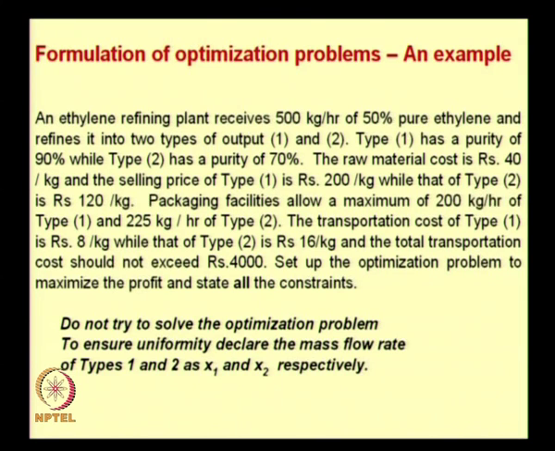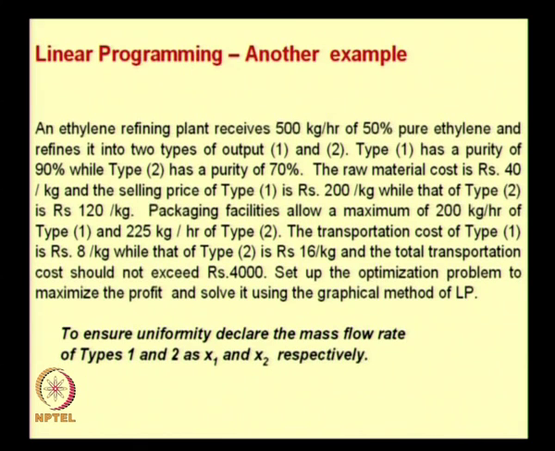So we formulated the optimization problem in one of the earlier classes in the semester. I said at that point, do not try to solve it. To ensure uniformity, declare the mass flow rates of types 1 and 2 as x1 and x2. We have plotted all the constraints. So please plot these constraints on a graph sheet, and try to get the optimum. I will just change the problem formulation. Essentially the same problem.